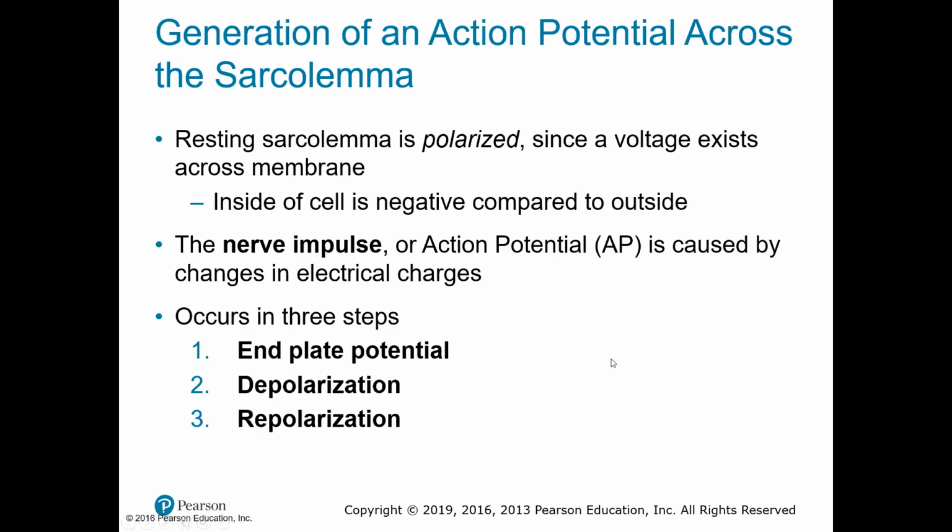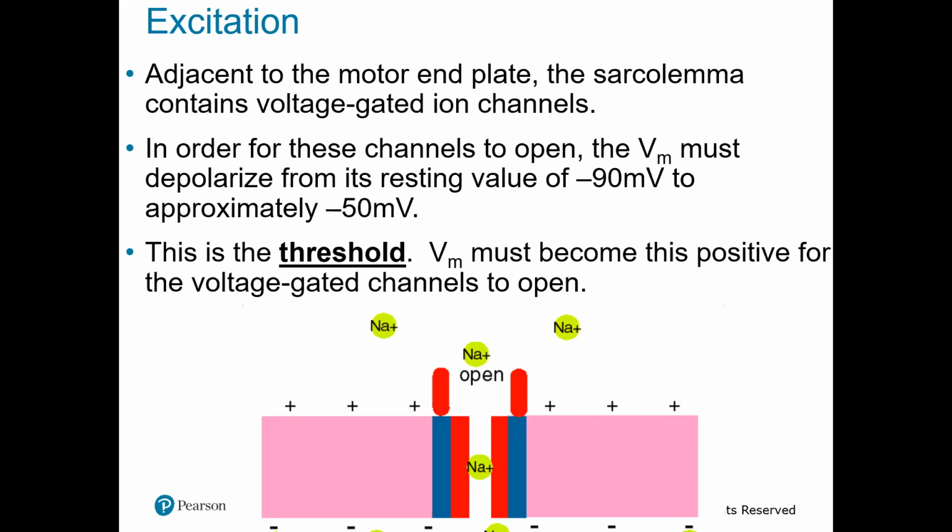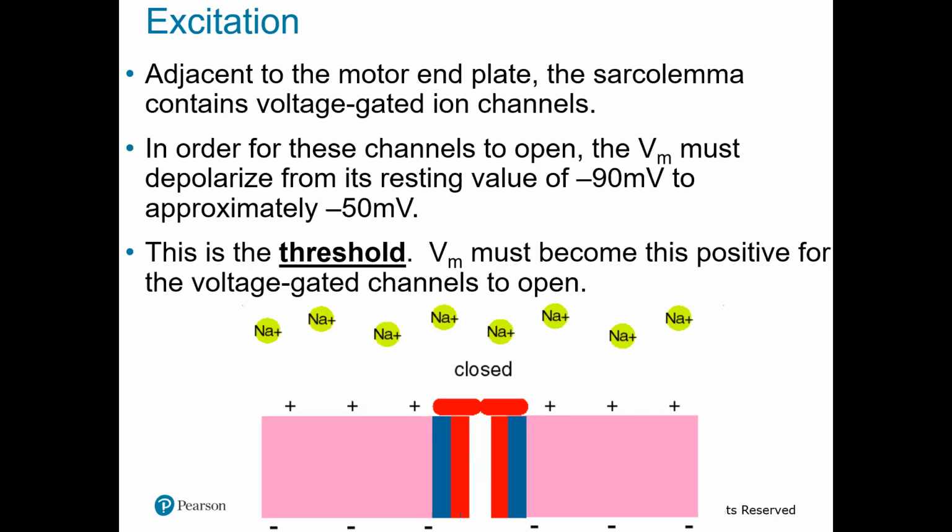So let's show you this. The excitation phase is very important. We got to excite the motor end plate. We got to get the threshold. The threshold in muscle cells is minus 50. The resting membrane potential on a muscle cell is minus 90. So we got to get from minus 90 to minus 50, a change in the charge on the membrane of 40 millivolts. Let's see what happens here.